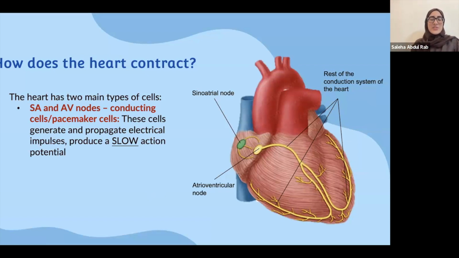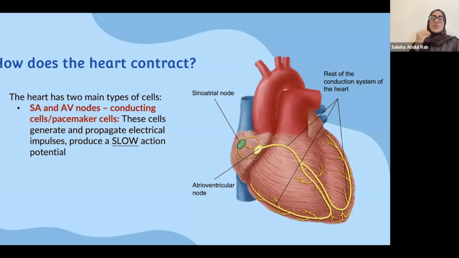Okay, so there are two types of cells: conducting cells, which are also known as pacemaker cells. And these are of two types. The first is the SA node, which is the green structure here, and the second is the AV node. They're both the same, but they're at different locations in the heart, and they serve different purposes. These cells generate and produce electrical impulses on their own and cause a slow action potential.